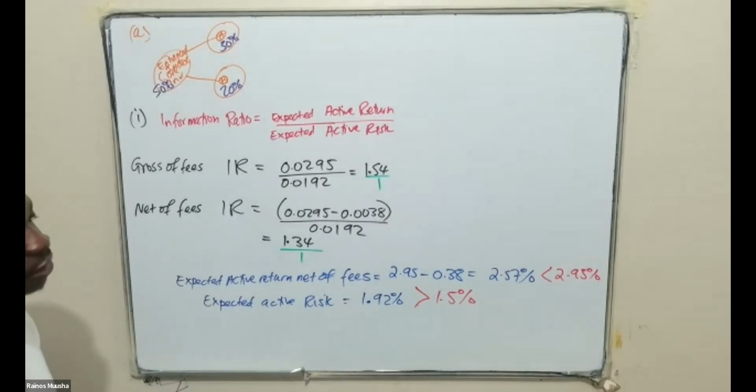So it's got a higher risk exposure than the organization is prepared to take, because the tracking error of 1.92% is greater than the maximum allowable tracking error of 1.5%. Are we on the same page? Any questions?